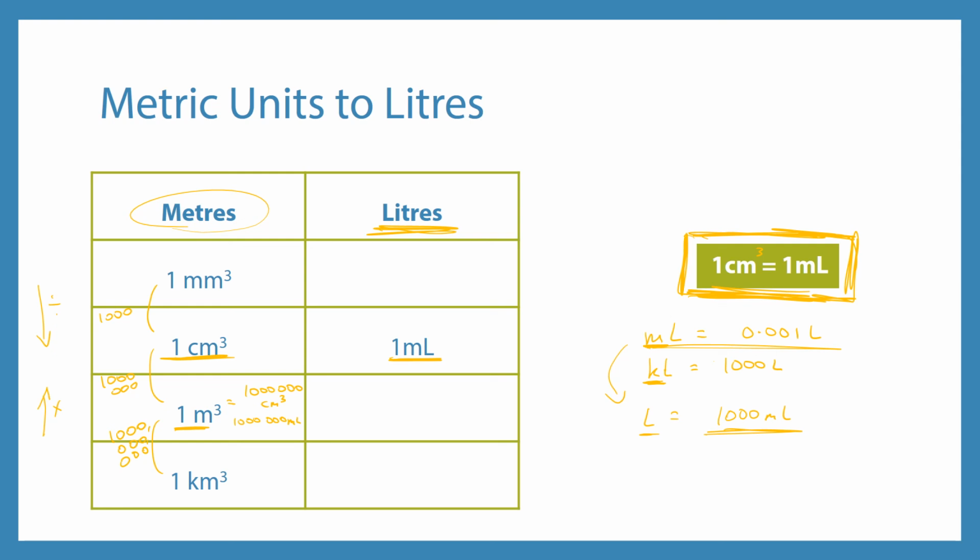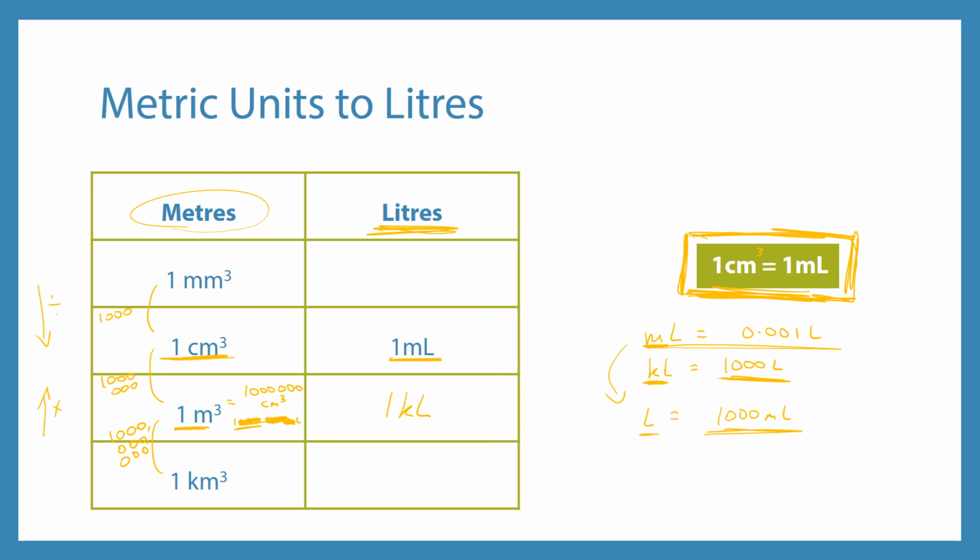So here we have, we could go 1,000 liters is the equivalent to 1 cubic meter. And then we know that 1,000 liters is 1 kiloliter. So we go to 1 kiloliter.